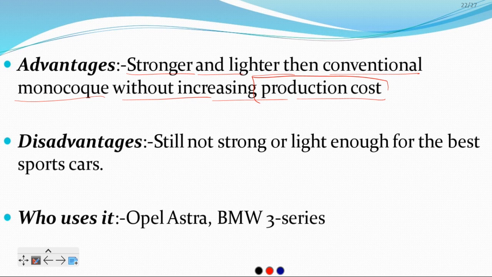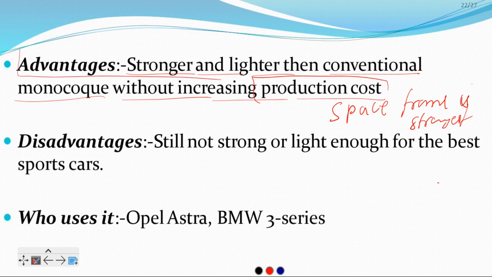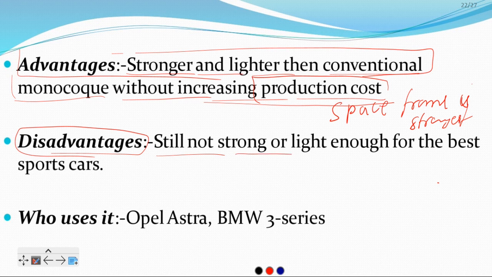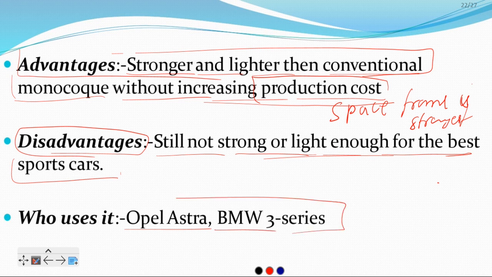But one thing I will say, the space frame is the strongest one, but since it is very complex, mass production is not possible. That's why the ULSAB is playing a very important role, giving benefits to the automotive industry without increasing production costs. The disadvantage is that it is still not strong and light enough for the best sport car. So these are the users. Even at present, nearly all companies are using this ULSAB.